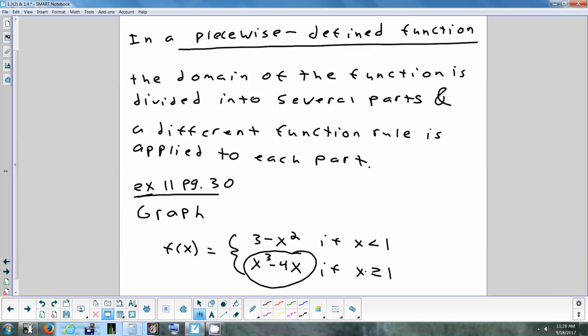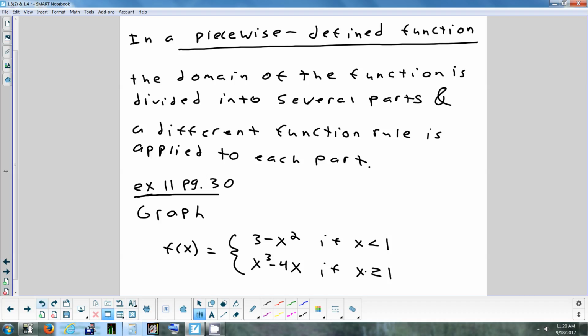If he gave me the number 0, I look at the first condition. Is my number less than 1? Yes. 0 is less than 1. I would plug it in here. Okay? So the way it works is you plug it into a different formula depending on the condition. But there's always a place to plug it in.